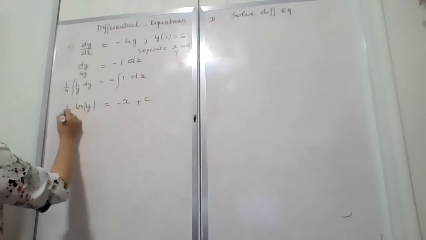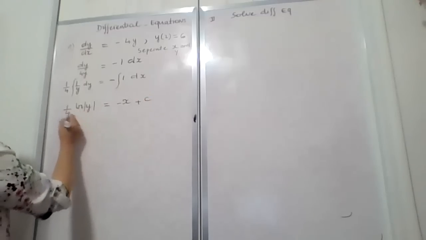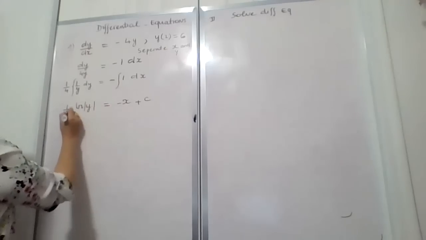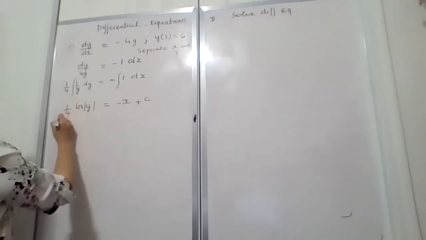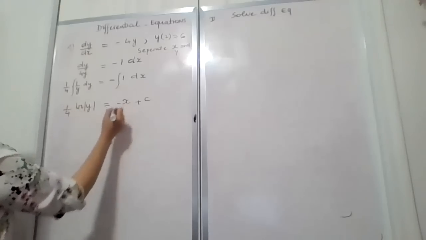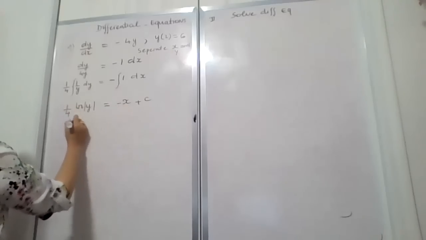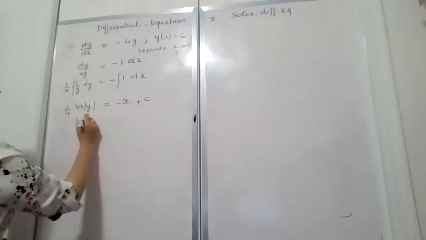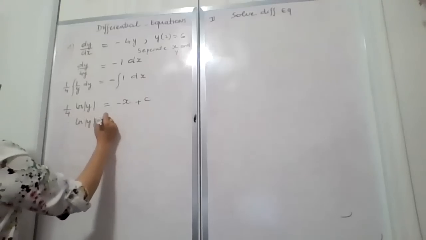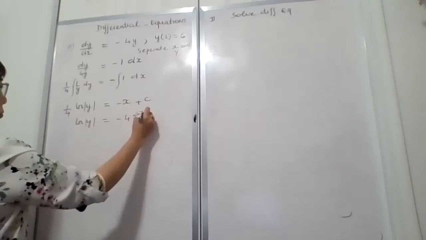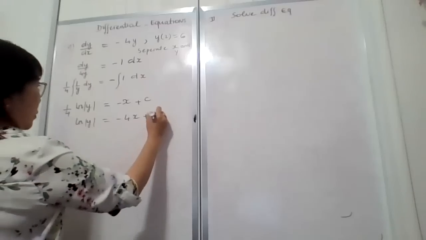So now, because I have 1 over 4 ln y, I'm going to multiply both sides by minus 4. If I multiply both sides by minus 4, I get rid of this number, right? Or kick this number to the right-hand side. So multiplying both sides by 4, I will have ln y equal minus 4x plus 4c.